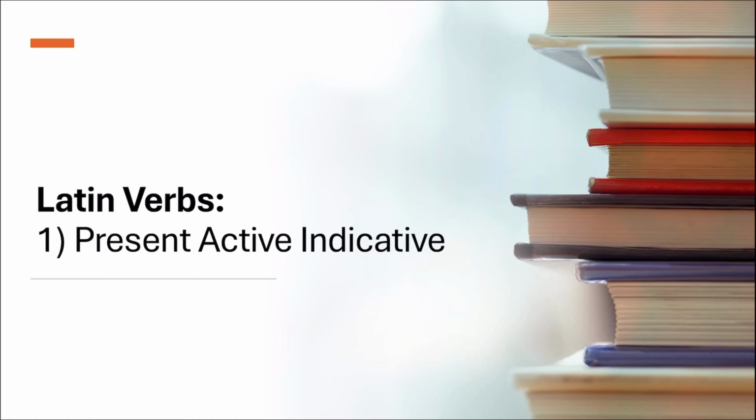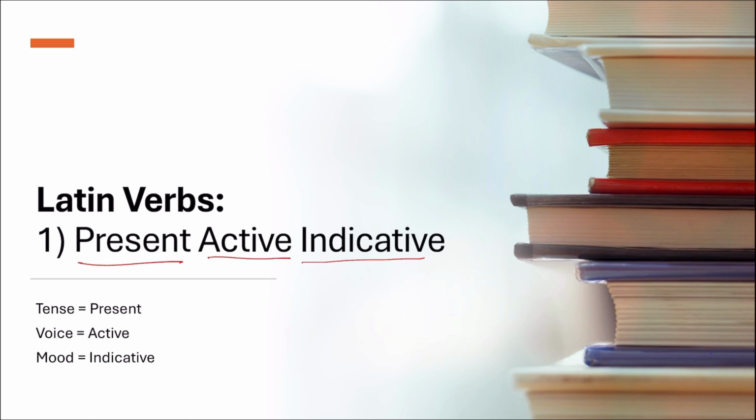Today we will get into our present active indicative verbs. So this is our first series in Latin verbs that is actually going to cover some of your tenses. So your tense here is present. That is what we mean by present. It's happening now. Your voice is active. That means your subject of your verb is doing the action. And indicative is your mood. Really all that means is that it is stating a fact. It is a bog standard verb that you will use normally.